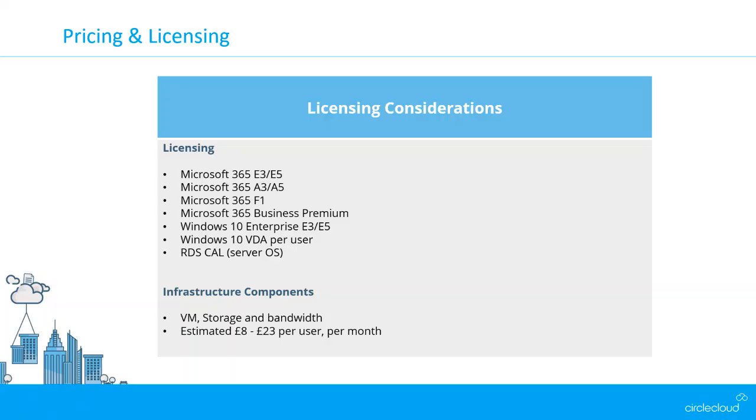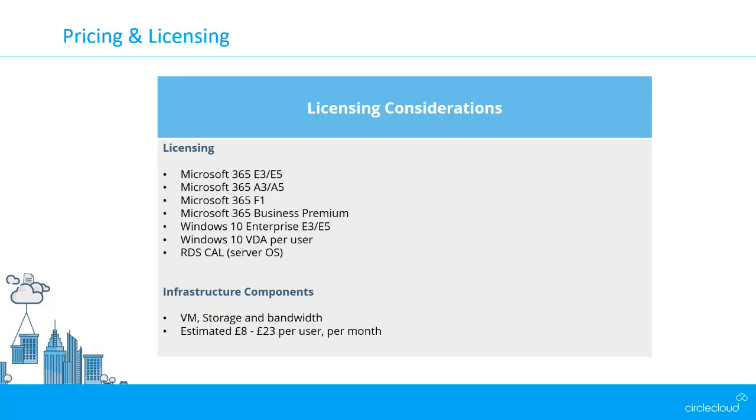So licensing and costs, that's probably one of the big questions around this solution. How does it actually work from a pricing model? And how do you know if you're licensed correctly for it? So the first part, licensing: you obviously need a license that supports virtual desktop and allows you to use that service. You can see on the screen the licenses that do support it.